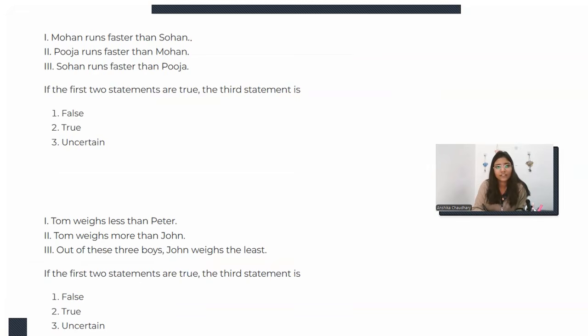Next question is: Mohan runs faster than Sohan. So Mohan runs faster than Sohan, right? Pooja runs faster than Mohan. So if Pooja runs faster than Mohan, Pooja must be running here, right? So if the first two statements are true, the third statement is: Sohan runs faster than Pooja. See, Sohan is the slowest runner. How can he run faster than Pooja if the starting two statements are true? So the third statement, according to these starting two statements, is false, right? So the first one will be the correct answer. Let's move on to the next question.